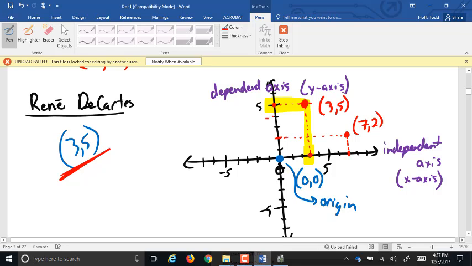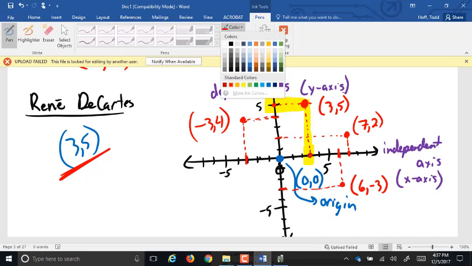How about that point right there? Perfect. -3 on the x-axis, 4 on the y-axis. So -3, 4. How about this point? Six, -3, good. 6 on the x-axis, -3 on the y. So I'm going to assume that you guys can find those points on the graph at this point.